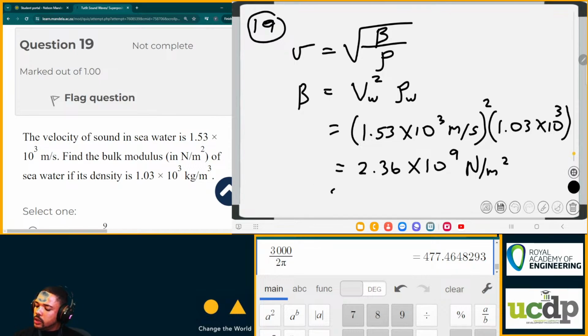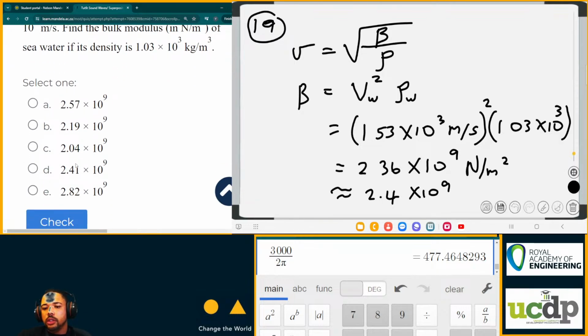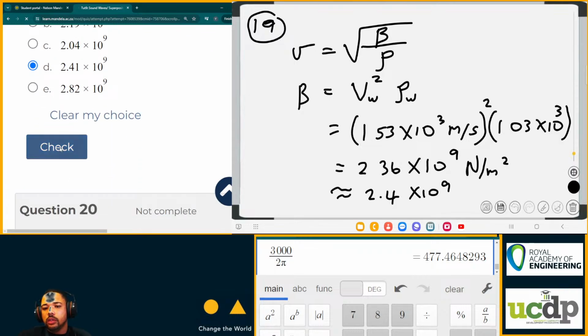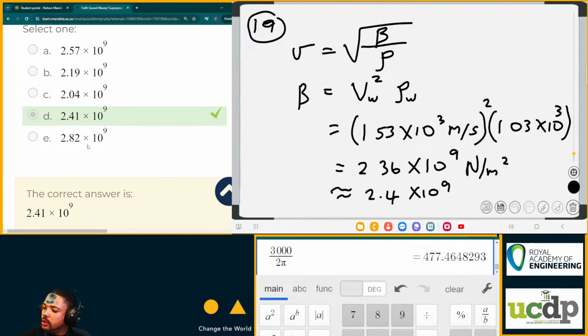Now this is approximately, note approximately, equal to 2.4 times 10 to the 9. Now let's see here. We have a 2.5, a 2.1, a 2.04, 2.4 there. That's the closest one. Due to rounding, our answers may differ. So that is indeed the correct answer.